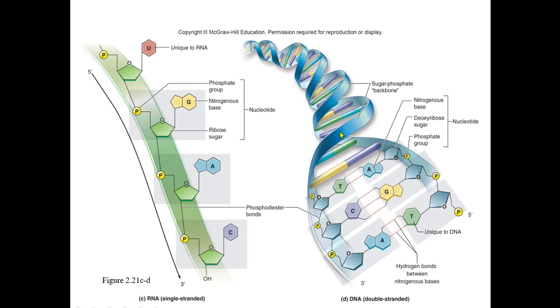Okay. So let me rephrase all this one more time before I go further. RNA is typically single-stranded. DNA is double-stranded. A would pair with T with 2 hydrogen bonds. G will pair with C with 3 hydrogen bonds.